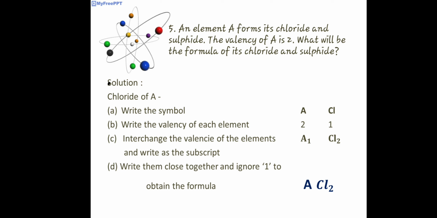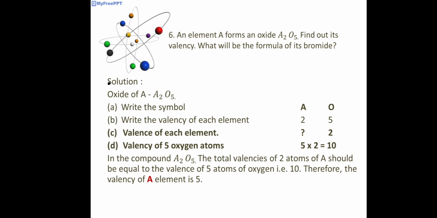Okay? So, another example: an element A forms its chloride and sulfide. The valency of A is 2. What will be the formula of its chloride and sulfide? So, for the chloride, I write the symbol. We have A and chlorine. So, write the valency of each element. We have 2 and 1. Then interchange it. Paulit-ulit lang din, di ba? Then write them close together and ignore 1. So it makes ACl2.